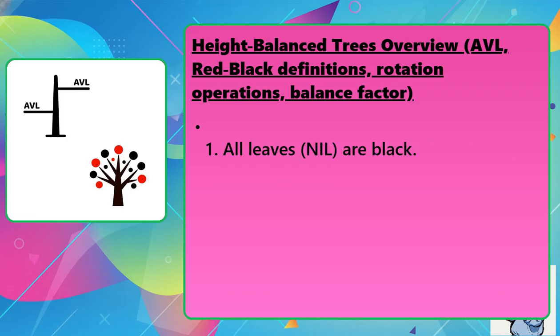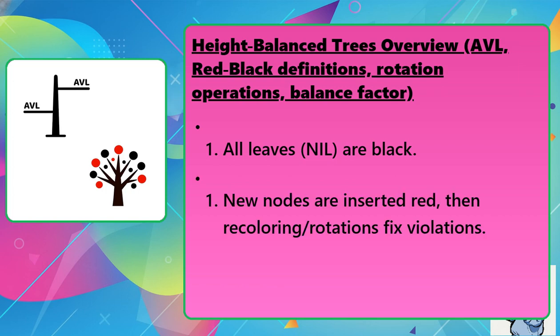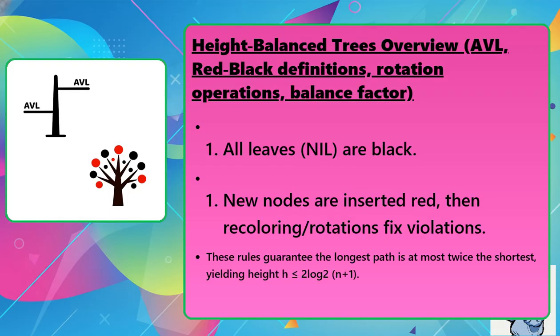4. All leaves represented as nil are black. 5. New nodes are inserted as red, then recoloring or rotations fix any violations. These rules guarantee the longest path is at most twice the shortest, giving a height h less than or equal to 2 times log base 2 of n plus 1.